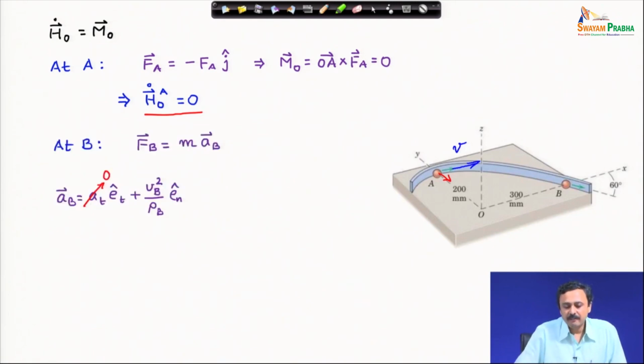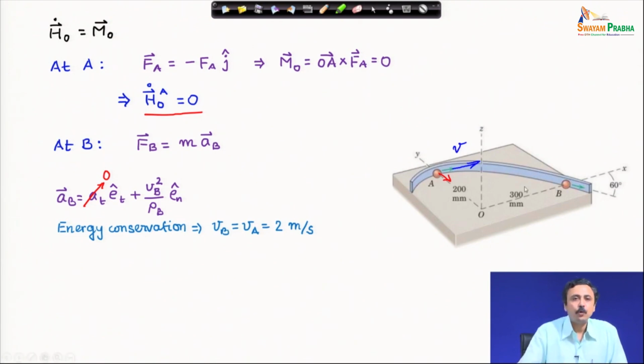At B, F B is equal to mass times acceleration of B. Now, how do we represent acceleration? The path curvature has been provided. The radius of curvature of the path is 500 millimeter, whereas the tangential acceleration is 0. There is no force acting in the tangential direction, there is no friction, etc. So, there is no force tangential to the path of the particle. I have used the tangent normal coordinate system to represent this acceleration.